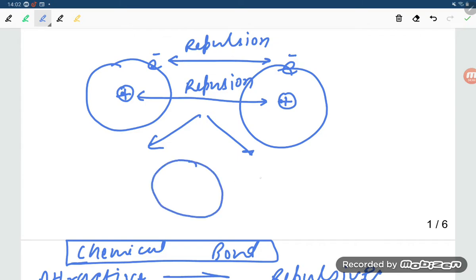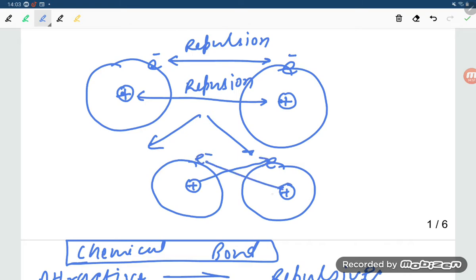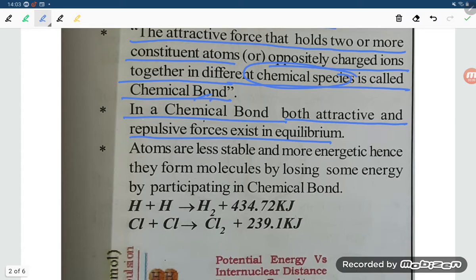In this case, the nucleus of this and the nucleus of this, this nucleus will attract this electron and this nucleus will attract this electron. So there is an attraction force between nucleus and electrons in a molecule, and repulsion forces are also exerted. That is what they are saying in the second point: in a chemical bond, both attractive and repulsive forces exist in equilibrium.